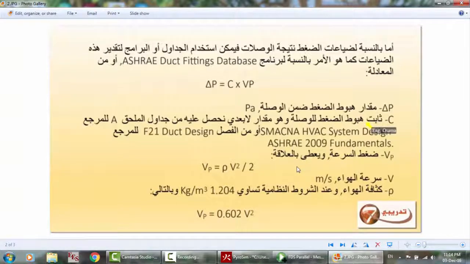It is half rho v squared. V is the air velocity in meters per second, and rho is the air density, and VP equals 0.602 times V squared. So you can get the delta P by calculations. You can make it, but actually we use the ASHRAE duct fittings database. So let's start.